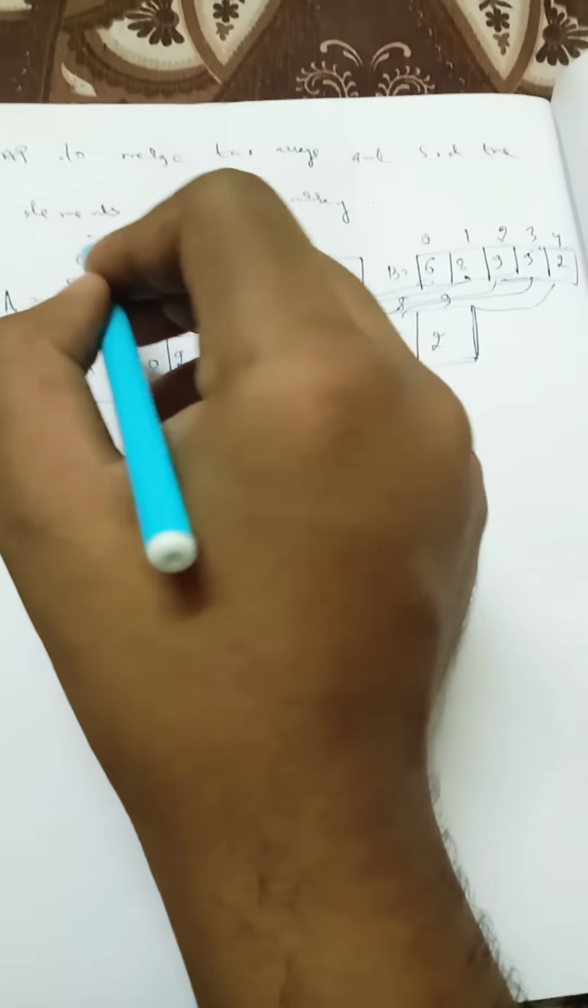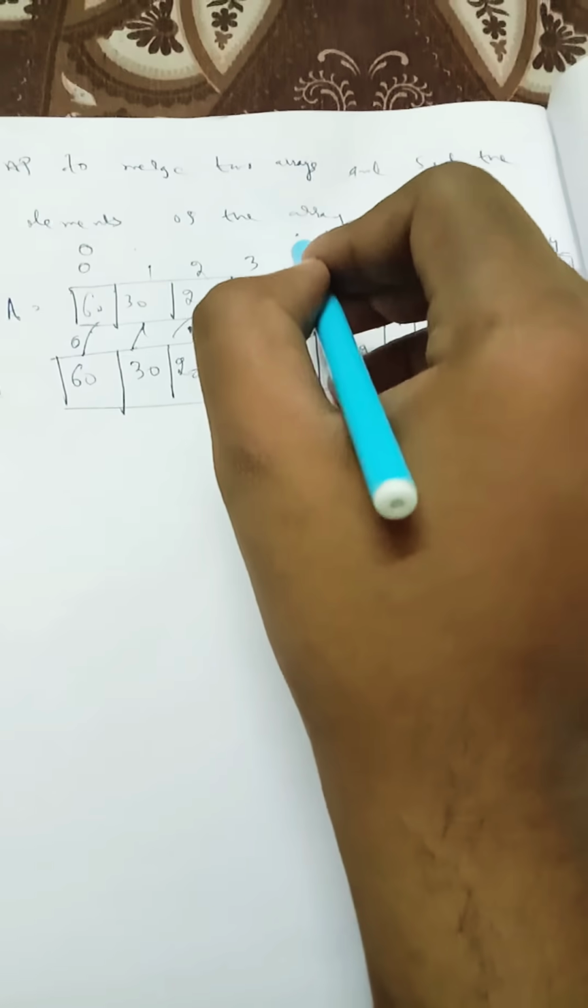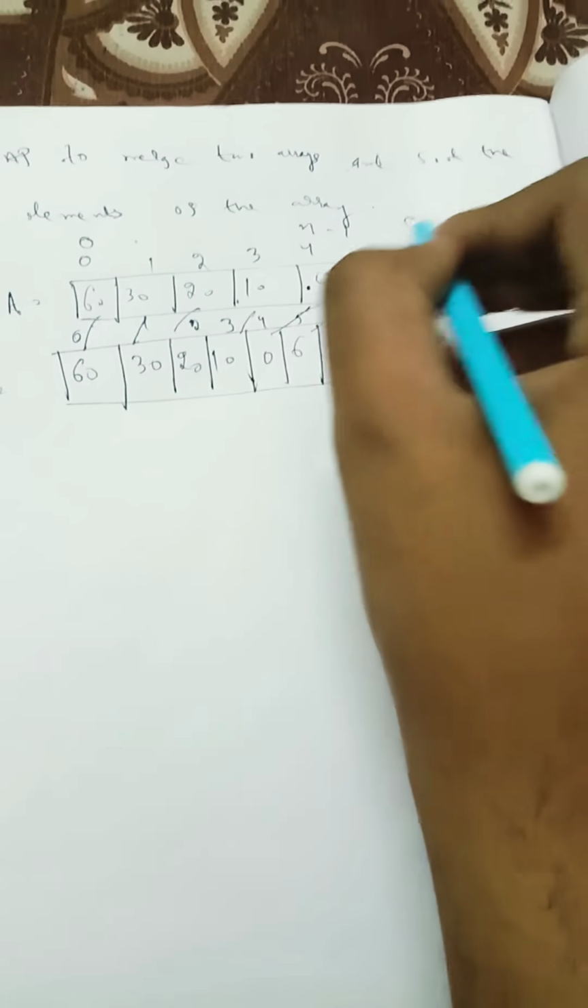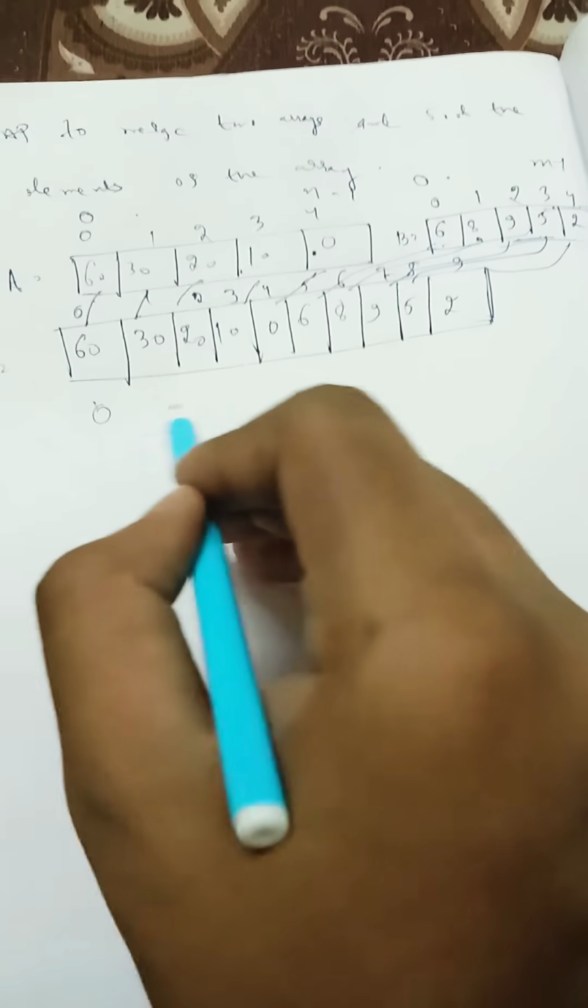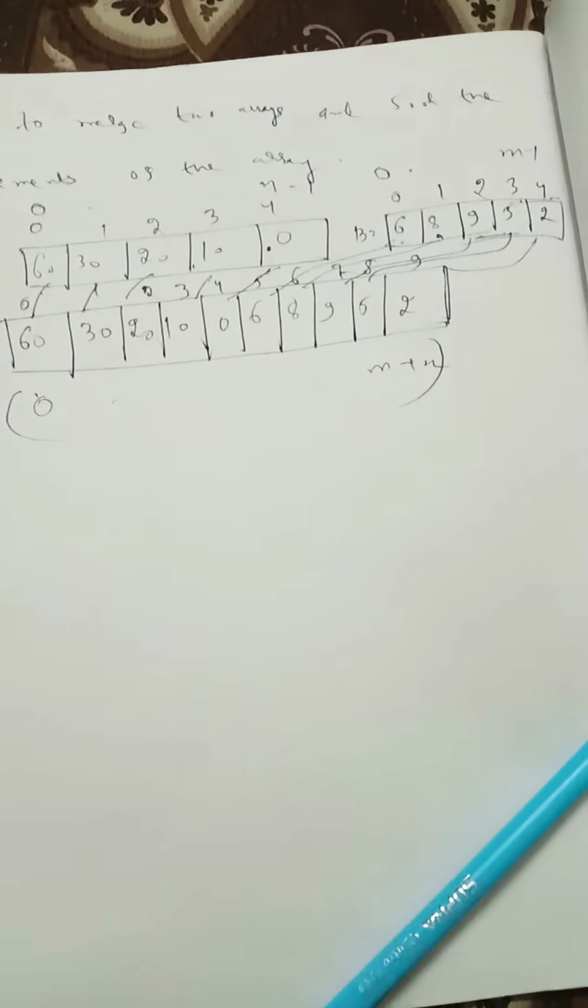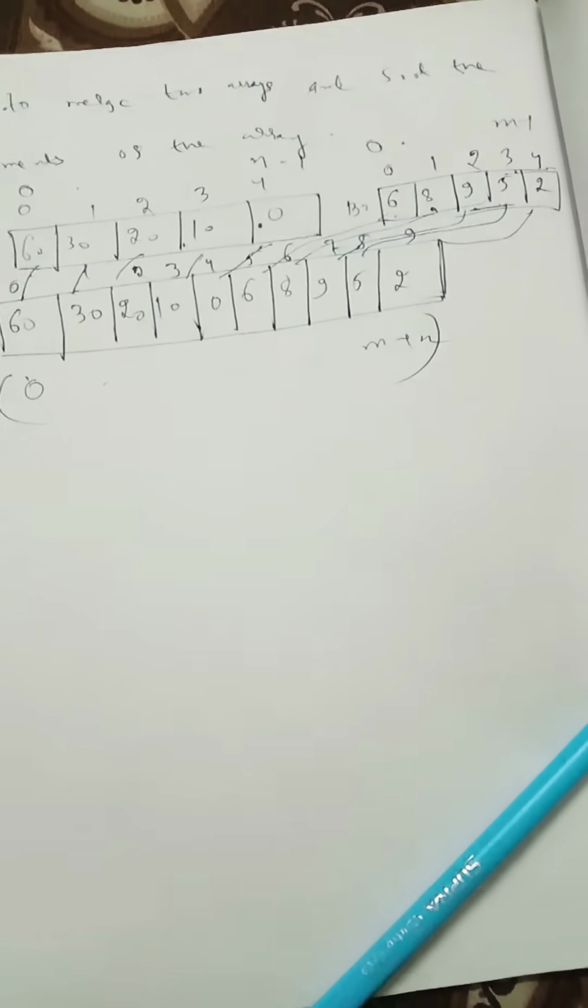Suppose the array a has size from 0 to n minus 1, and the array b from 0 to m minus 1. So the length of array k will be m plus n, which means if the size here is 5, then 5 plus 5 is 10. So the array size of k is 10.